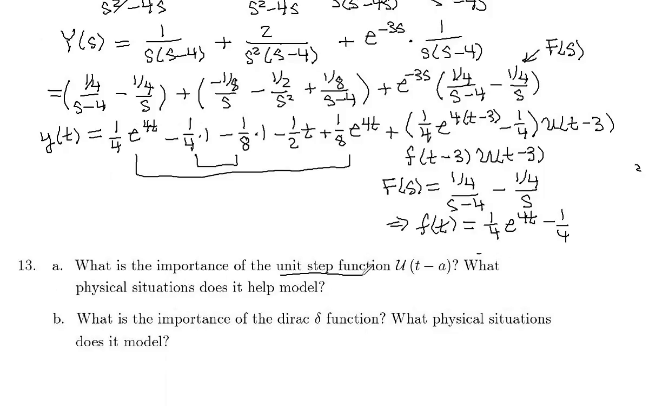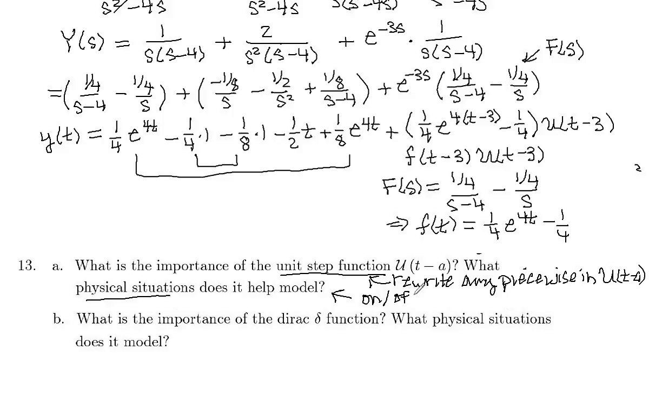So for your unit step function, the importance there is you can rewrite any piecewise function in terms of that unit step function u of t minus a. And we know how to take Laplace transforms of that easily. So it lets us take transforms of any piecewise function. And the physical situation that it helps model is your on-off switch, like for an electrical circuit, turning a function off and then on.